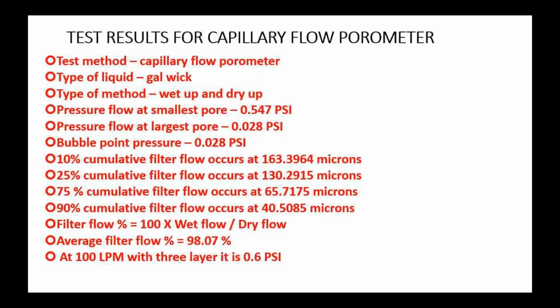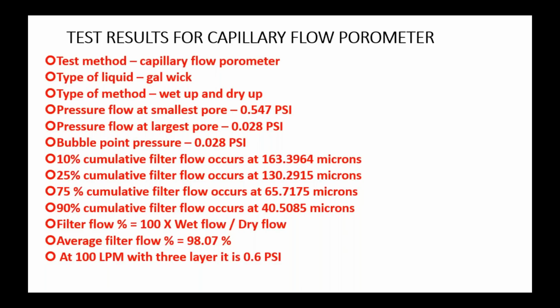And the fourth test: the capillary flow porometer is the instrument I have used to test pore size. Pore size analysis has to be done for any kind of filtering product, especially for masks. The test method employed is capillary flow porometer, the type of liquid is Galwick, and the type of method employed is wet up and dry up. The pressure flow at the smallest pore arrived at 0.547 pounds per square inch, and at the largest pore it is 0.028 psi. Bubble point pressure is 0.028 psi.